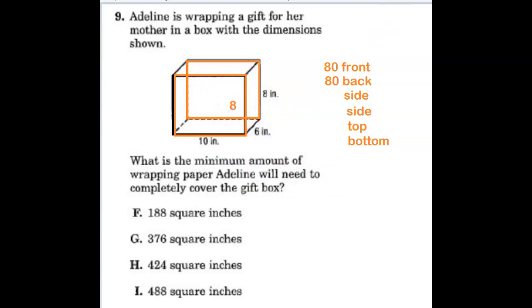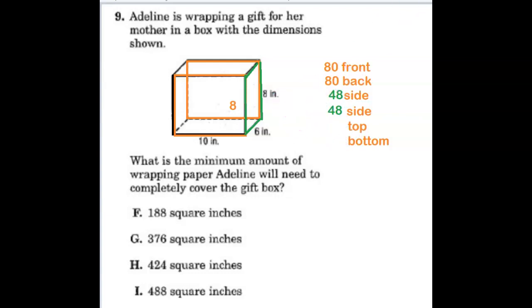Now I have to do this side. So let me paint a different color for you guys. I'm going to do this side that has 6, right? Which is the same as this. I'm working on this little side right here, the side of the box. So now I have 6 times 8, right? And that would be 48. And I would do 48 here as well.